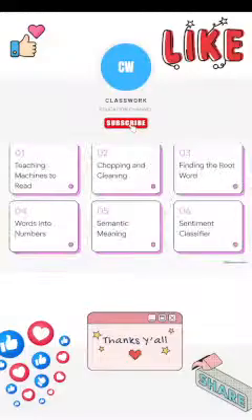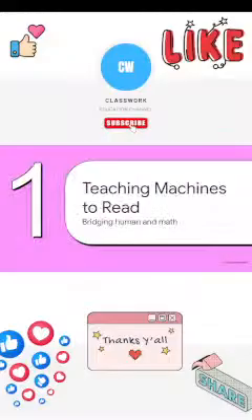Okay, let's dive straight into the roadmap. We're going to cover teaching machines to read, chopping and cleaning text, finding the root word, turning words into numbers, understanding semantic meaning, and finally, building a sentiment classifier. Section 1.